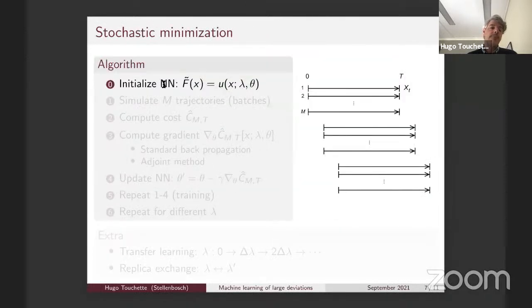So what we do is that first we initialize the neural network to represent the force. Initially we don't know anything about the control force, the optimal control force. So we just initialize the parameters in some random way, or we initialize the parameters in such a way that we represent the initial drift. And what we do is to simulate M trajectories. So we simulate an ensemble of trajectories, which we call batches. That follows the terminology used in machine learning.